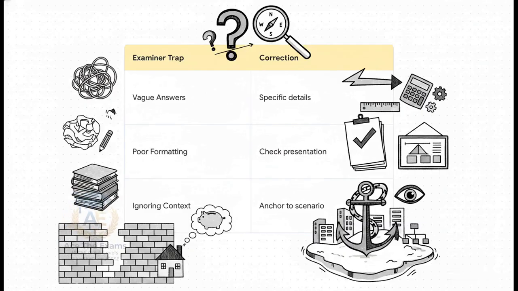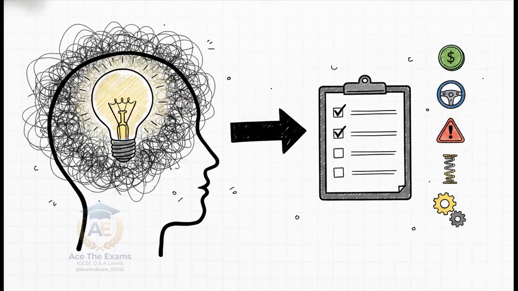The correction framework requires you to anchor every single answer, every single recommendation to the specific constraints and realities of the scenario provided. Before we wrap this session up, I want to give you a really powerful memory hack. When you are sitting in the pressure cooker of the exam hall, cognitive overload is a very real, very dangerous threat. Your brain just freezes. You need a way to instantly recall the specific factors affecting sources of finance without panicking.